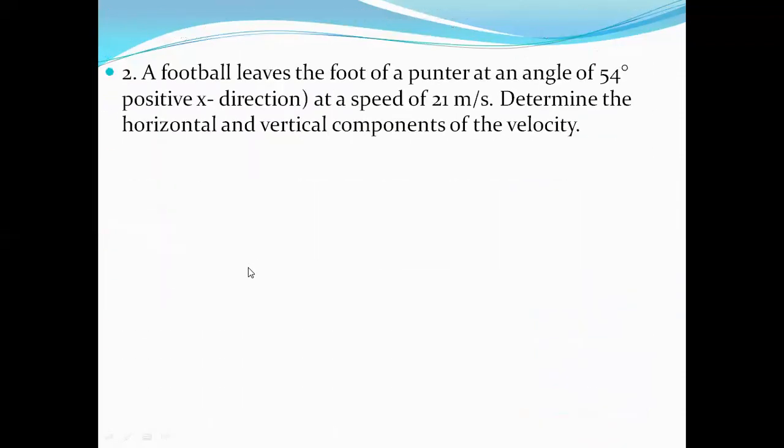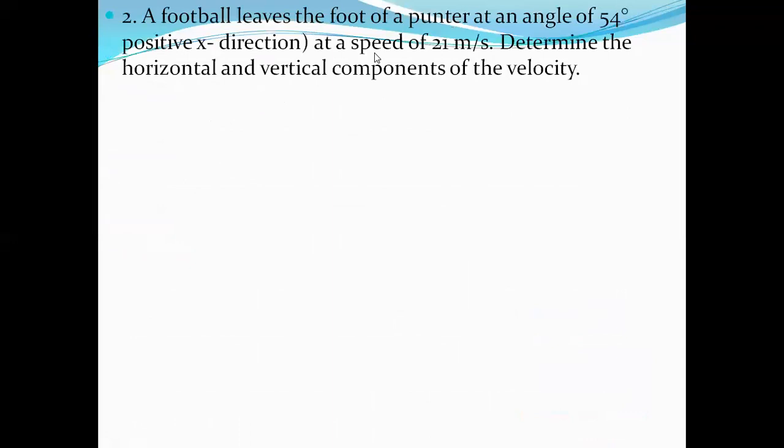Moving on towards question number 3, which says a football leaves the foot of a punter at an angle of 54 degrees to the positive x direction at a speed of 21 meters per second. Determine the horizontal and vertical components of the velocity.